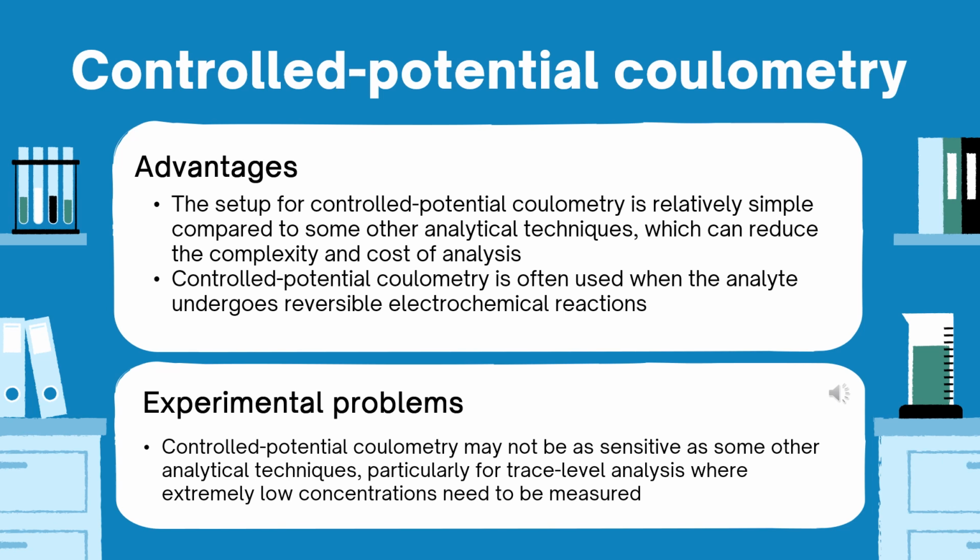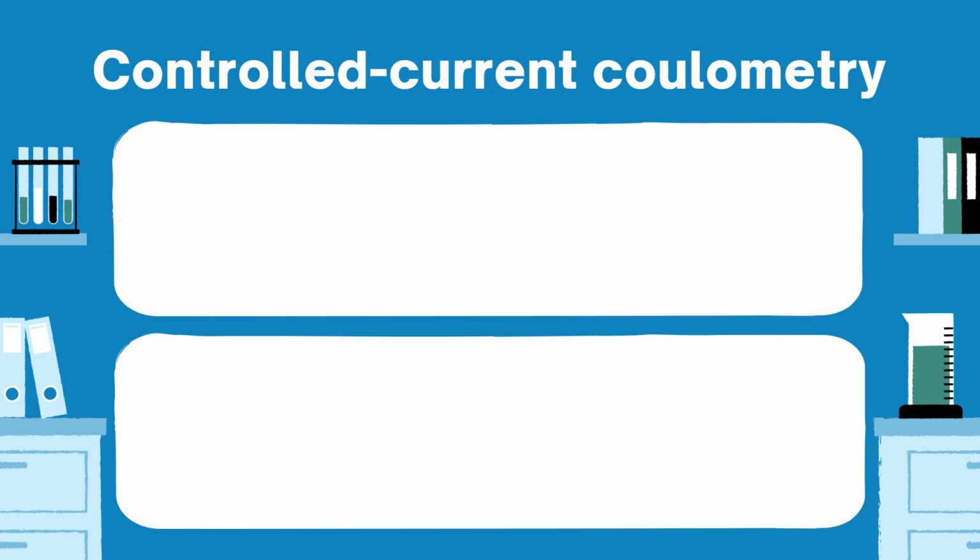The choice of electrolyte and its concentration can also influence the performance of controlled potential coulometry, requiring careful selection and optimization. And lastly, while the setup for controlled potential coulometry is simpler than others, specialized equipment such as potentiostats and electrodes can be costly, especially for high performance applications.